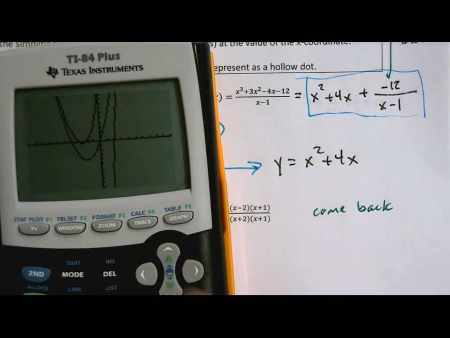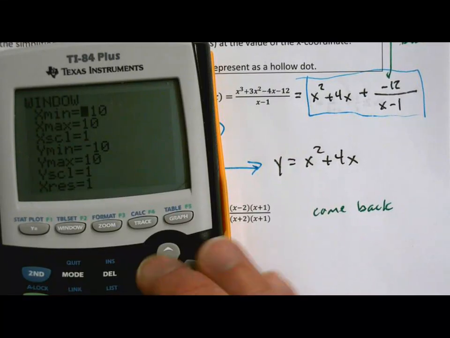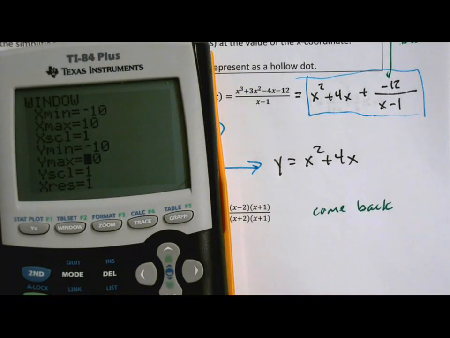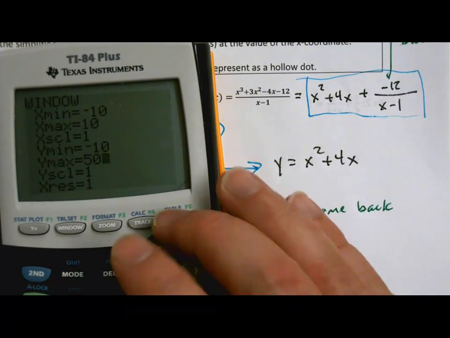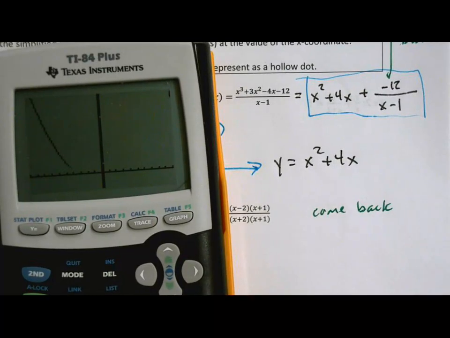All right, hit the window button. I just want you to change one thing for me. Change your Y max to 50. We're going to zoom out on this thing a little bit. There's my original function. And here comes my end behavior asymptote.